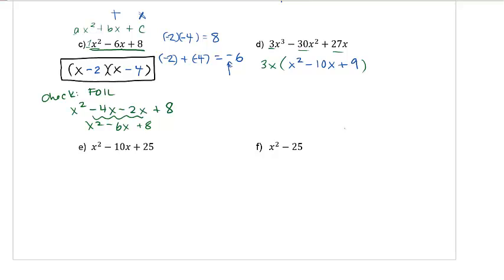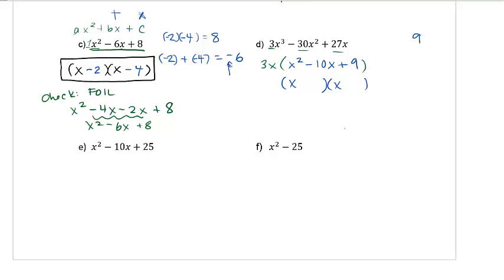So now I notice that this is of the form ax squared plus bx plus c, where it's a trinomial that can be factored into the product of 2 binomials, where I have x times x. I need 2 numbers that multiply to be positive 9 and add together to be negative 10.